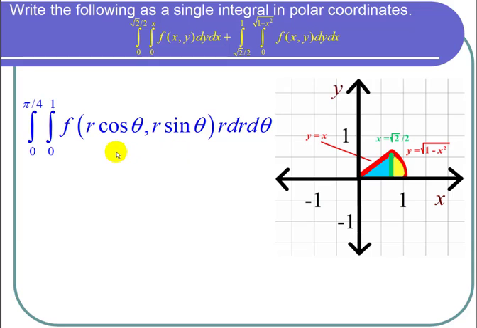So there's my integral expressed in polar coordinates. And I'm done with the problem.